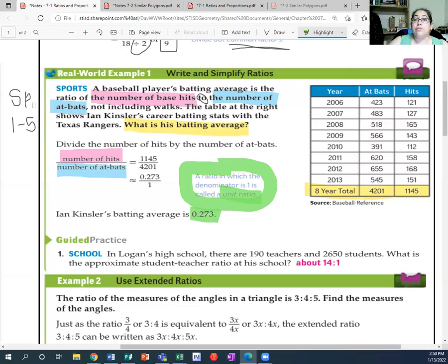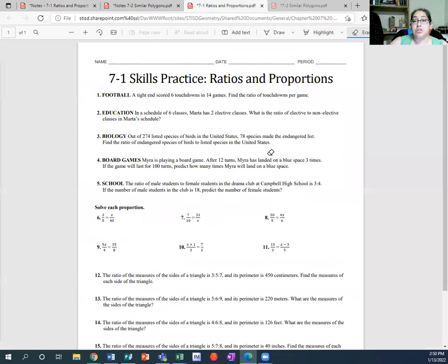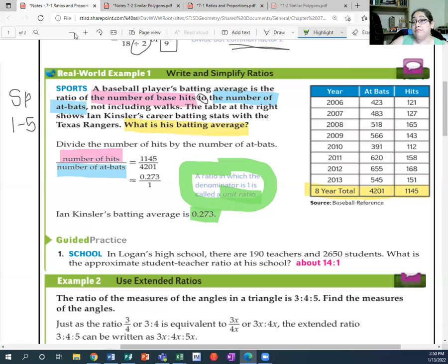So questions 1 through 5 on your skill practice, which looks something like this, give you a bunch of different scenarios with a bunch of different word problems, asking you to create ratios of one thing to another thing.